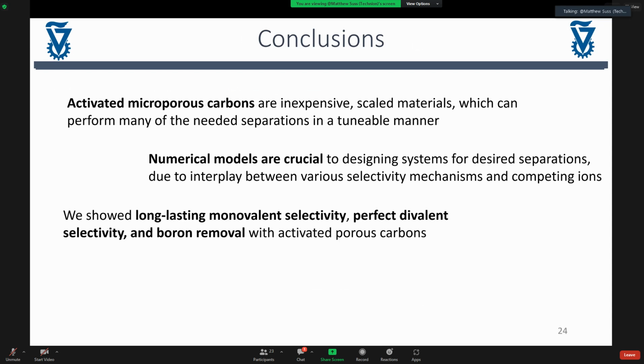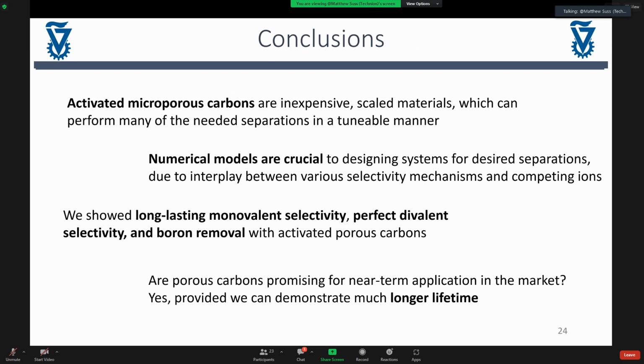I gave three examples here: long-lasting monovalent selectivity separations for irrigation applications, divalent selectivity for water softening applications, and boron removal from seawater RO permeate, all with activated porous carbons. The key last point to leave you with is, how practical is this technology? The idea is that it could do really interesting separations, and the material is very inexpensive. All that's really nice, but lifetime is a key issue. So the key issue really is demonstrating longer lifetime.